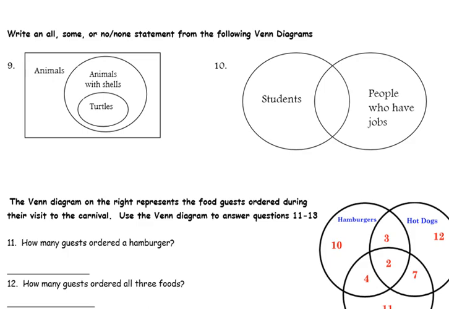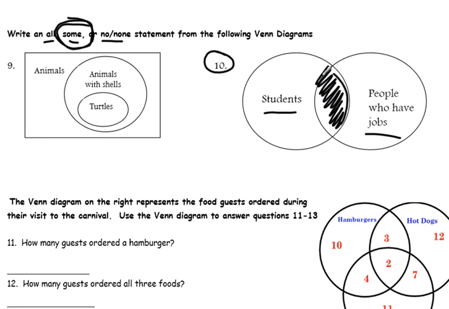Problem number 10 asks us to write an all, some, or none statement from the following Venn diagrams. So we have students in one circle and people who have jobs in another circle. Well, when you have two circles that overlap like this, it's generally a some statement that we would write. So what I'm going to represent is this area here. This area here represents the some of the students that also have jobs. So my statement is that some students also have jobs, or just some students have jobs.